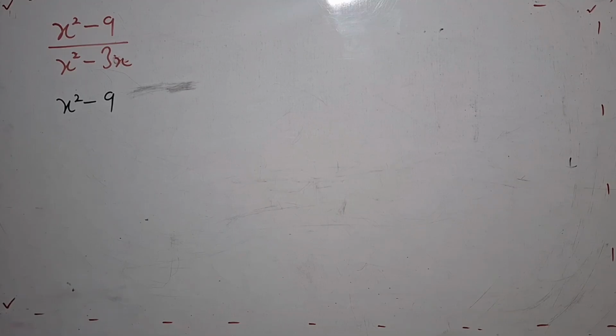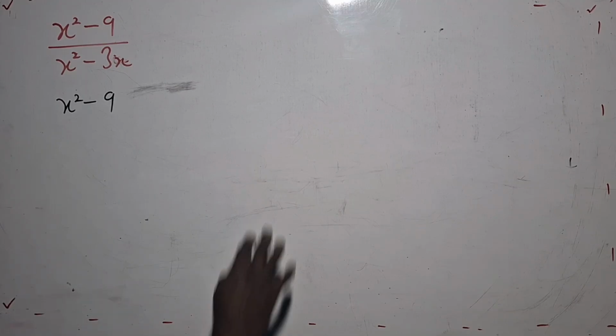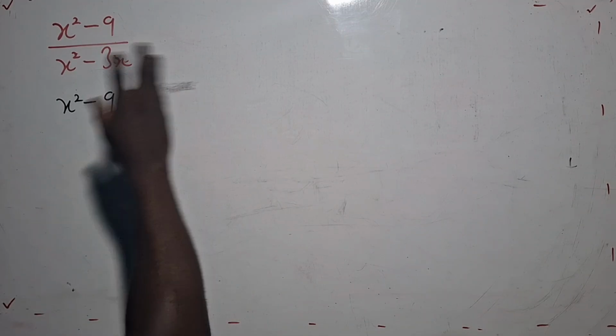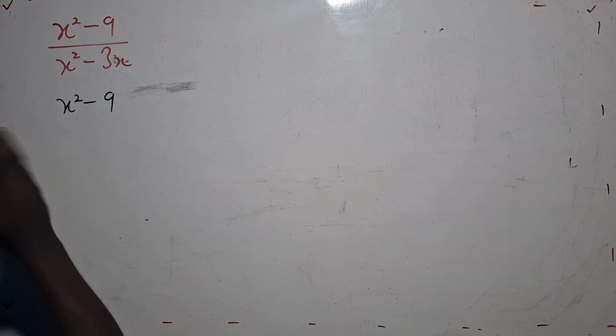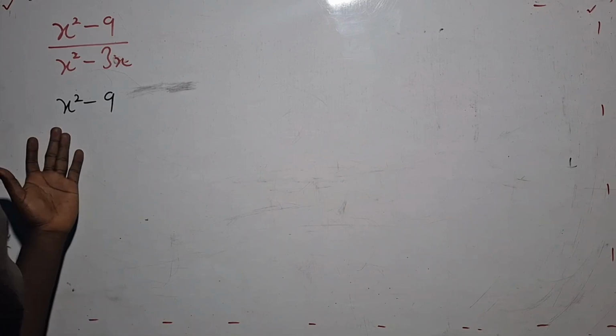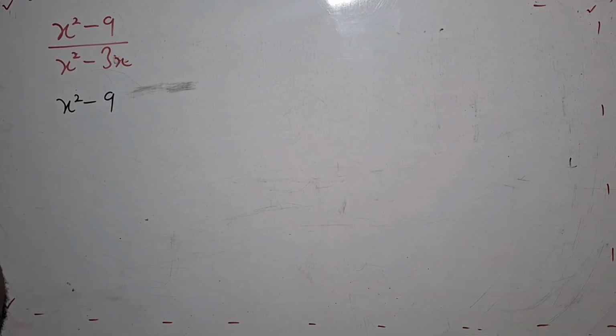Difference of two squares is when you see an expression with a negative sign and both numbers are perfect squares. What is a perfect square? It means a number can multiply itself to give you that number. So 9 is a perfect square, x squared is a perfect square. x times x is x squared, then 3 times 3 gives you 9.